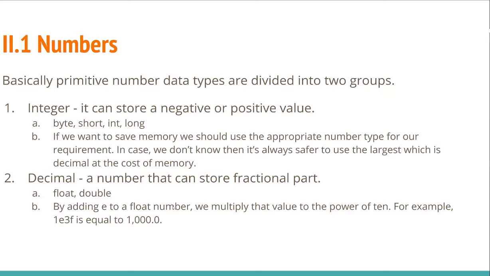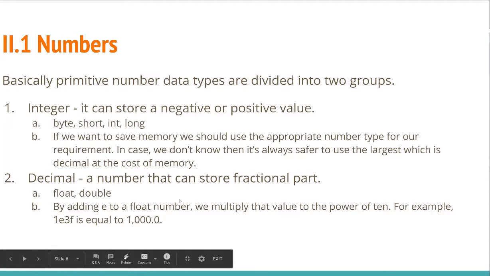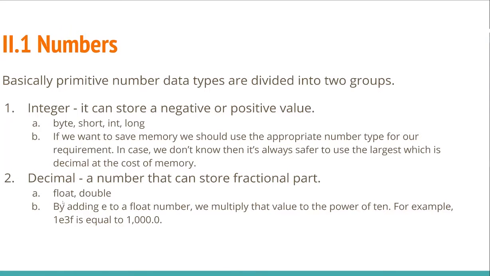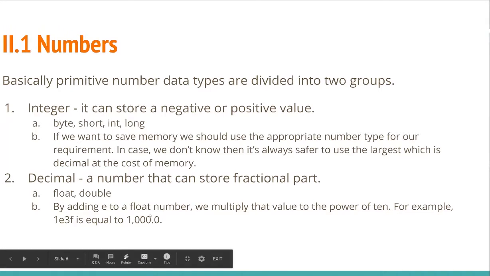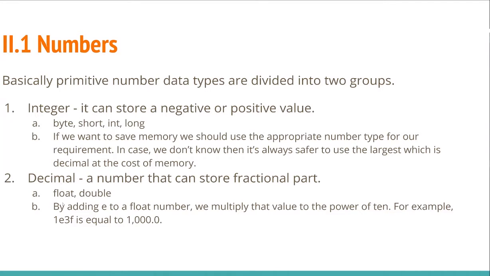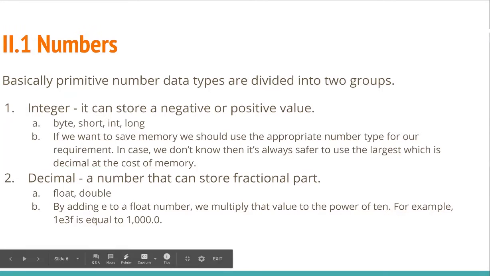And then we have the decimals, which are numbers that can store a fractional part. And we have two of them, float and double. By adding e to a float number, we multiply that value by a power of 10. For example, 1e3f is equal to 1000. E means 10 to the third power. 10 times 10 times 10 equals 1000, or 3 zeros. Then we have 1 here. So 1 times 1000 is equal to 1000.